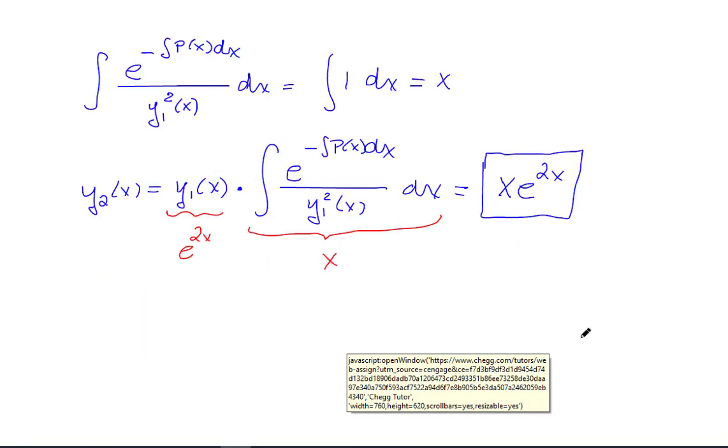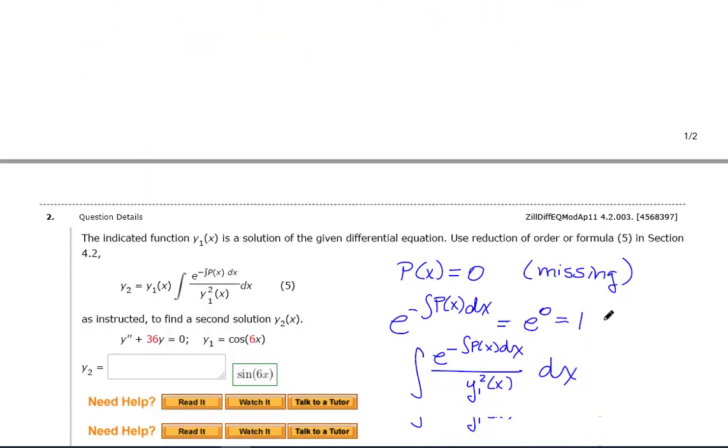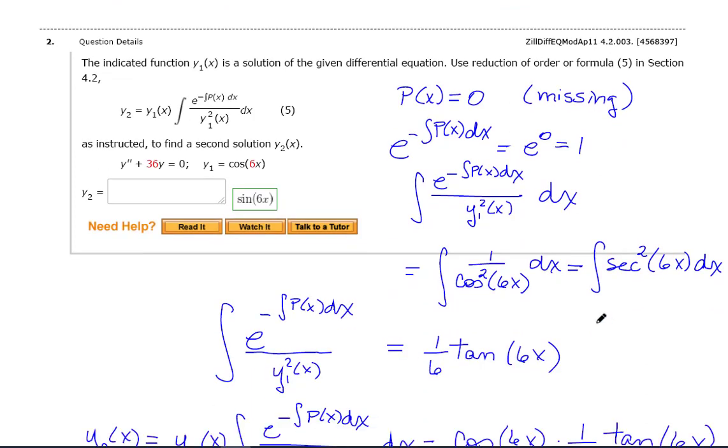Okay, so let's see. Question 2. We are given this differential equation with, again, a solution, and I want to find a second one. Well, the first thing is I'm looking for p of x. Well, p of x is in front of y prime. It's missing, so it's 0. And so the integral is 0. e to the 0 is 1. And so I've got 1 for this piece.